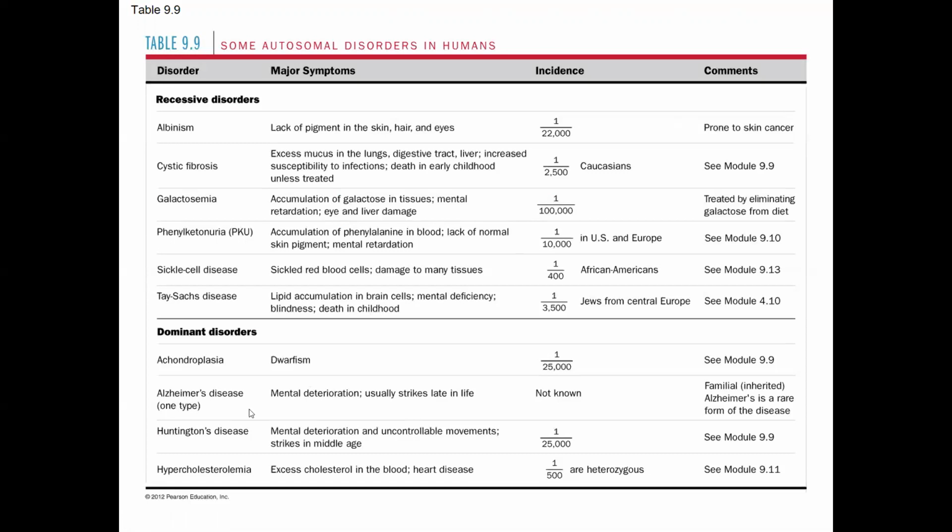And then there are dominant disorders. We know Alzheimer's disease is a dominant disorder, but we don't know the incidence of this, at least not yet. Hypercholesterolemia, excessive cholesterol in the blood, 1 in 500 of the heterozygous individuals have that.